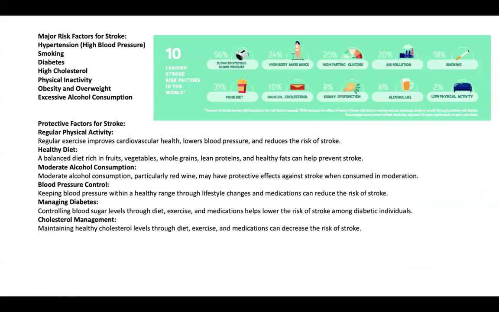Major risk factors are hypertension, smoking, diabetes, high cholesterol, physical inactivity, obesity and overweight, and excessive alcohol consumption. The thing is, if you can see, the major risk factors are all modifiable. So we can teach all patients and the population that we can prevent stroke. We have protective factors for stroke: regular physical activity, healthy diet, moderate alcohol consumption, blood pressure control, managing diabetes, and cholesterol management.